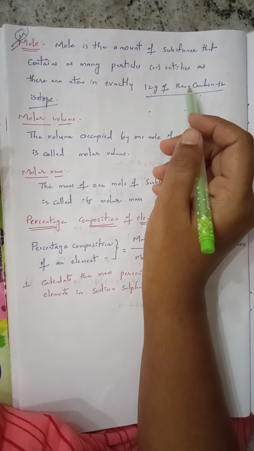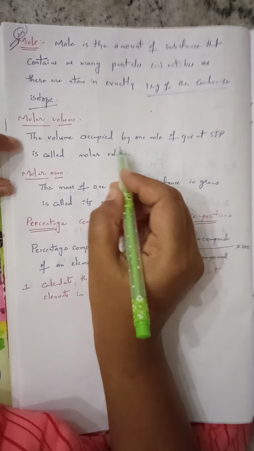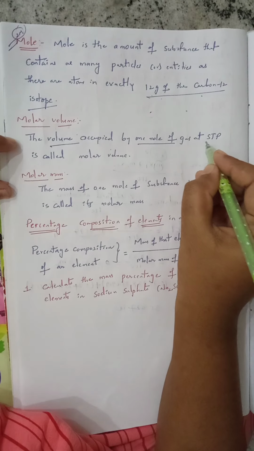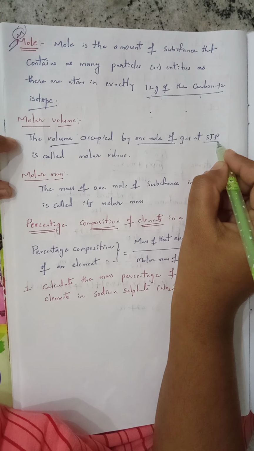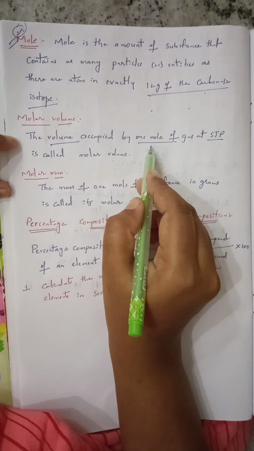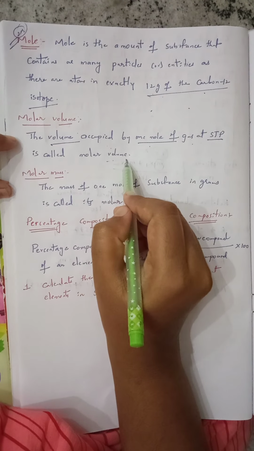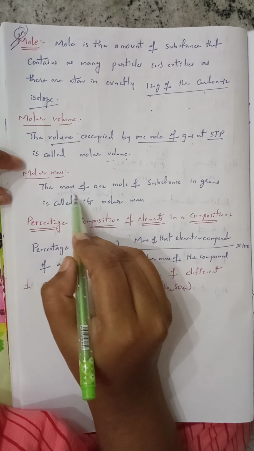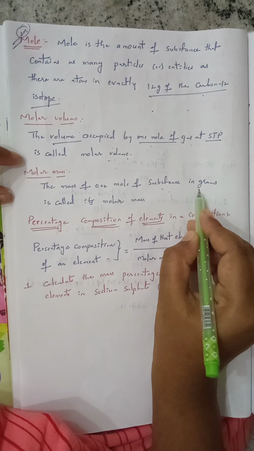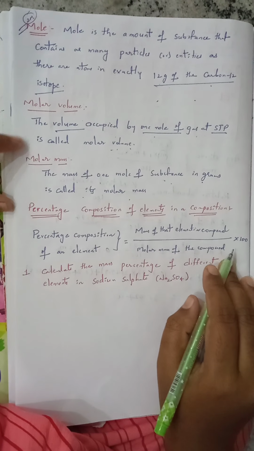Now we want to see one more important definition, molar volume. The volume occupied by 1 mole of gas at standard temperature and pressure, STP, is called molar volume. Then molar mass: the mass of 1 mole of a substance in grams is called its molar mass.